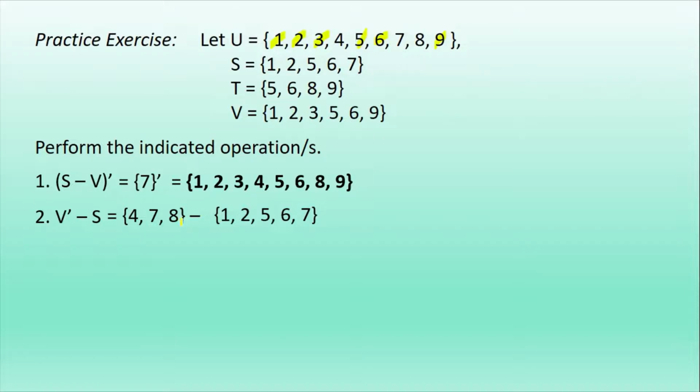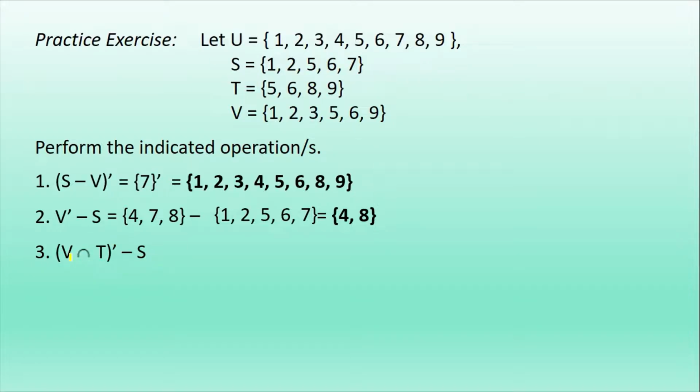So what is common to them? The only common to them is 7. Okay, so what remains, therefore, is 4, 8. So the answer then is 4, 8. Next, how about if we have this? V intersection T complement minus S.